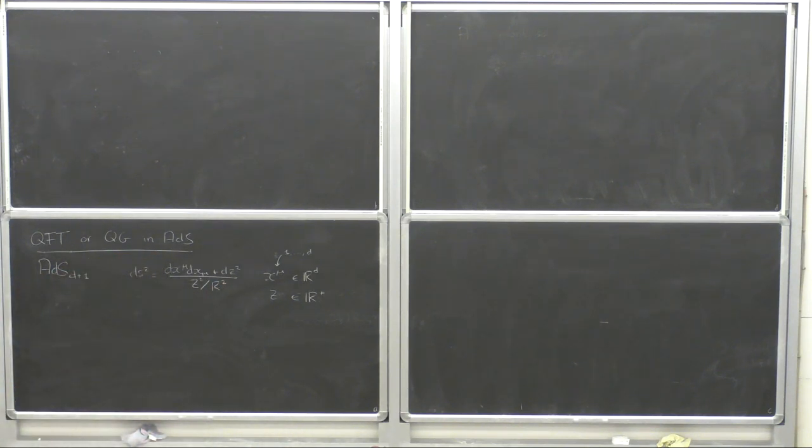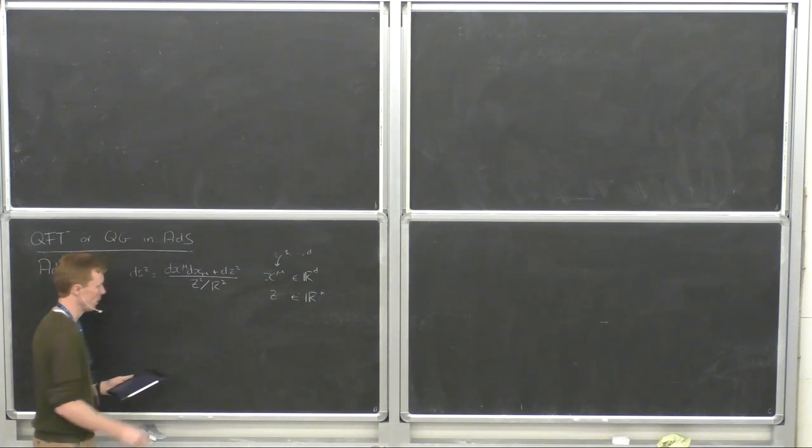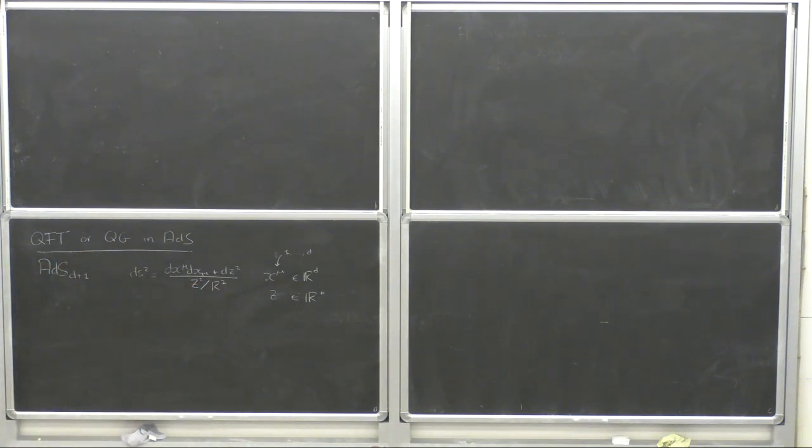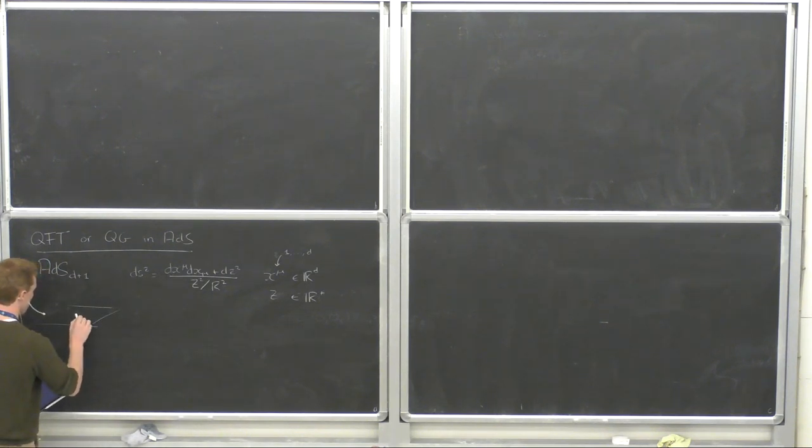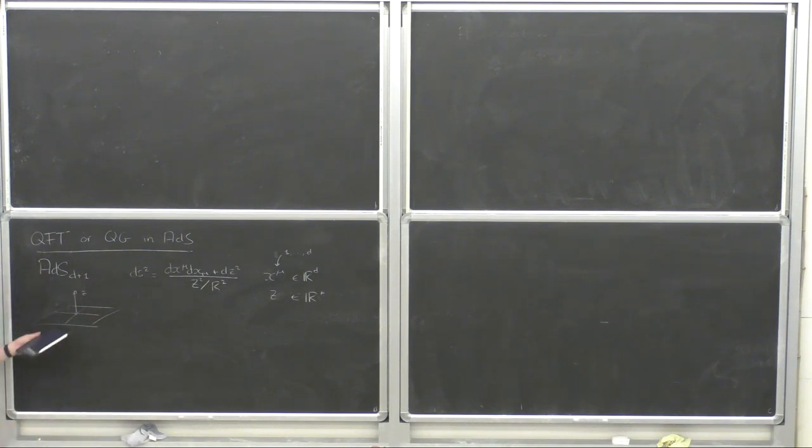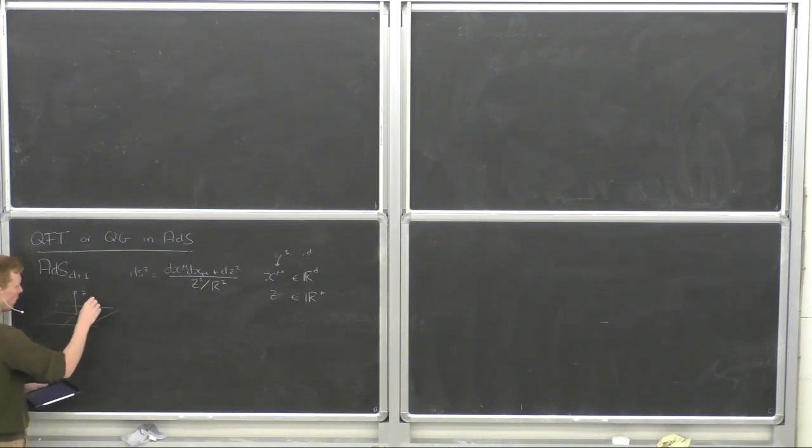So this is the metric. And you see the metric blows up near z equals 0, which is the boundary of this hyperbolic space. One way to think of it is as some half space. But this boundary at z equals 0 is really infinitely far away from any point with finite z.